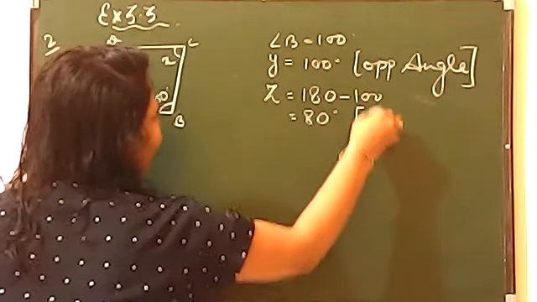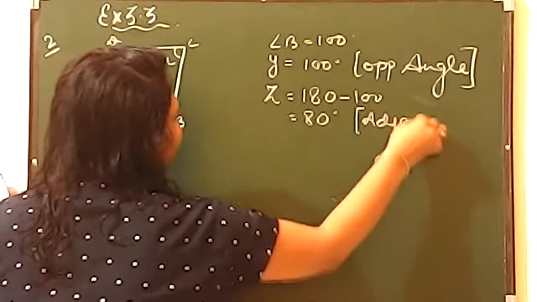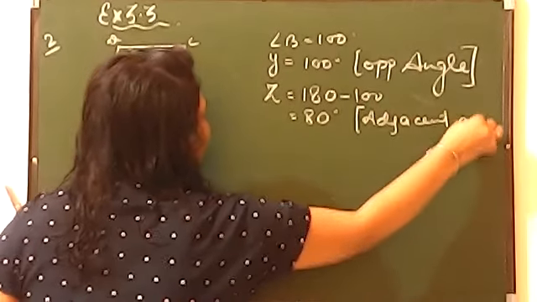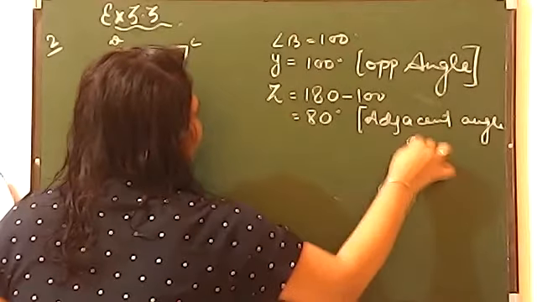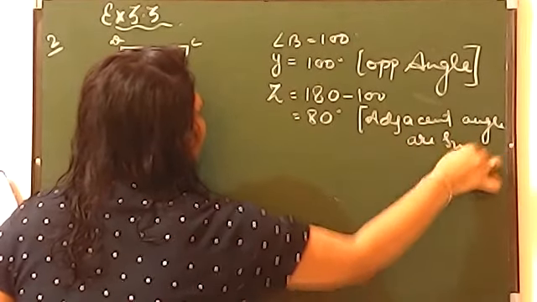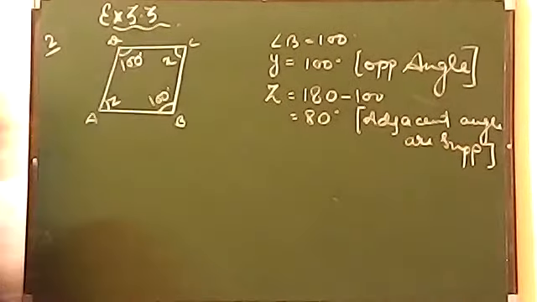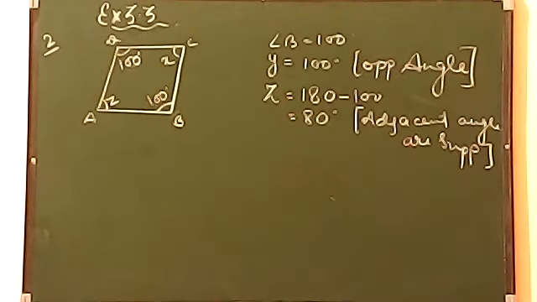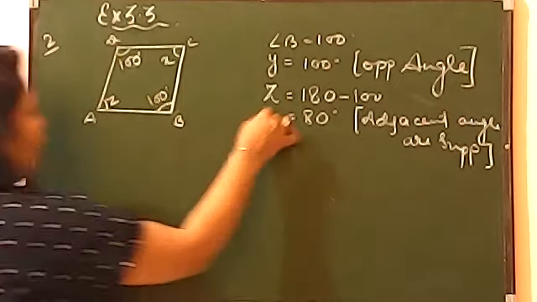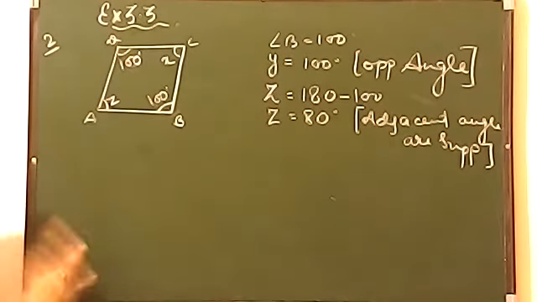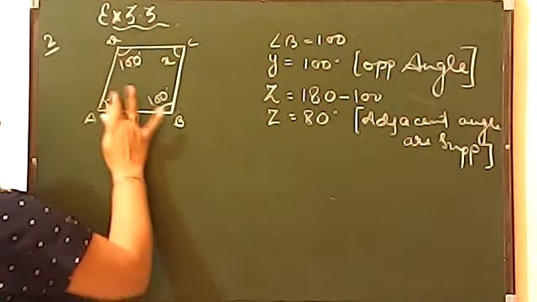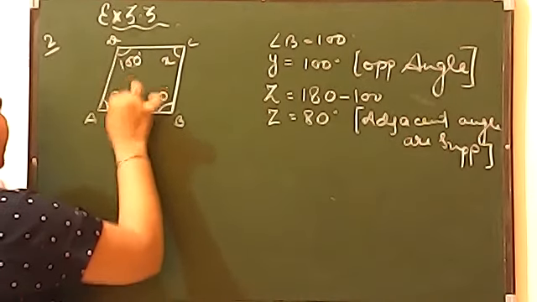The property: adjacent angles. Yes, adjacent angles are supplementary. So you can mention this here now. I'm not writing the full line. I have written only "adjacent angles are supplementary", with half spelling. So now this is the value of z. Now we got z also. Now that z has come, I have marked z and written 80 here.